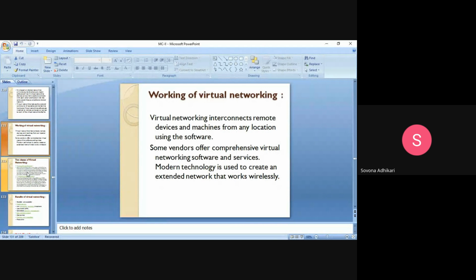Virtual networking interconnects remote devices and machines from any location using the software. So you can interconnect the remote device and machine. Some vendors offer comprehensive virtual networking software and services. Modern technology is used to create an extended network that works wirelessly. So it reduces the cost, and modern technology is used to create an extended network that works wirelessly. Virtual networking interconnects remote devices from any location using software. So it reduces the hardware cost and the maintenance cost.